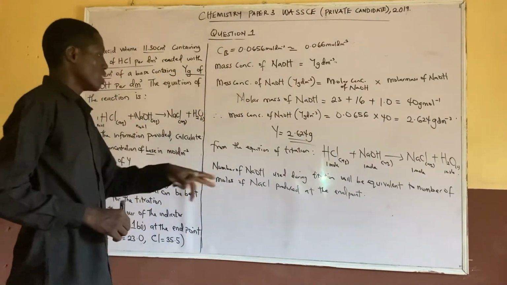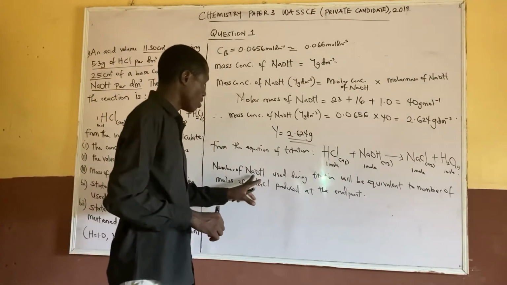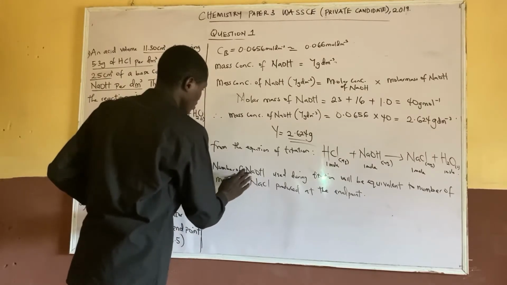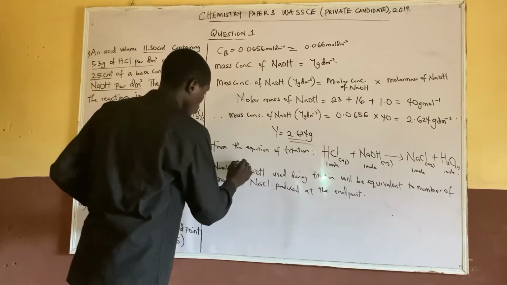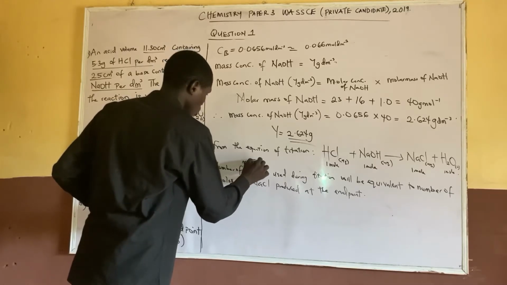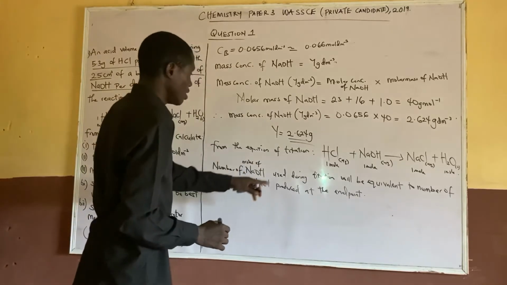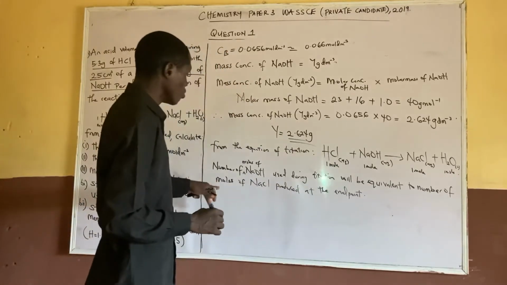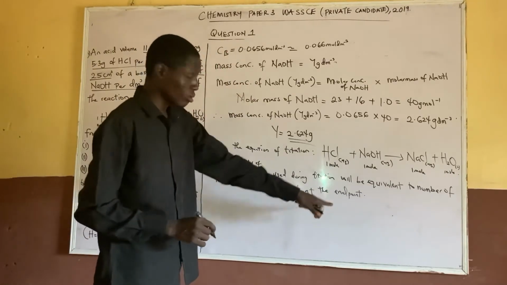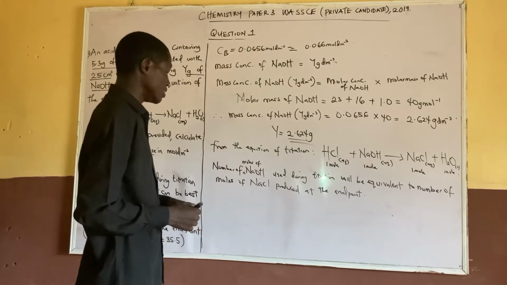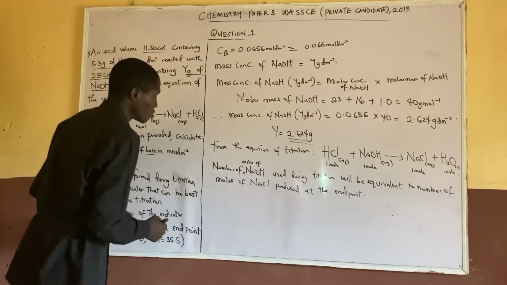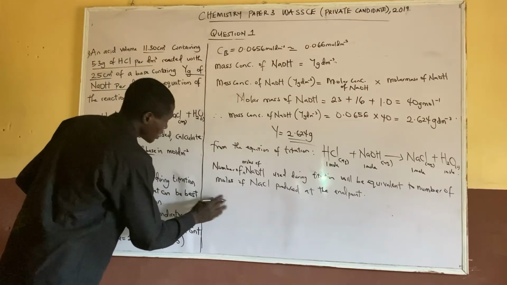Of titration. So when you obtain the number of moles of sodium hydroxide used during titration, it will be equivalent to the number of moles of sodium chloride produced at the end point. Now let's get the number of moles of sodium chloride.